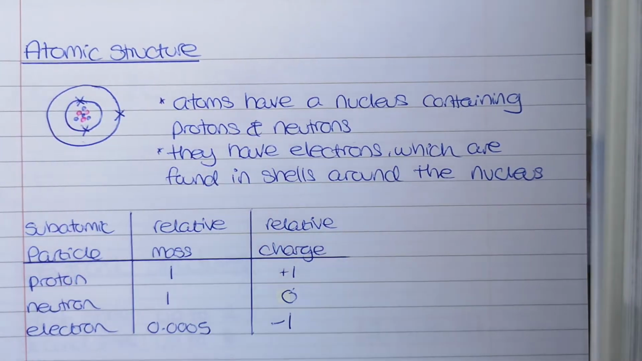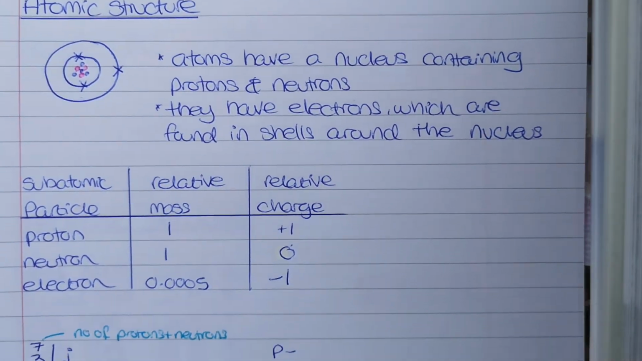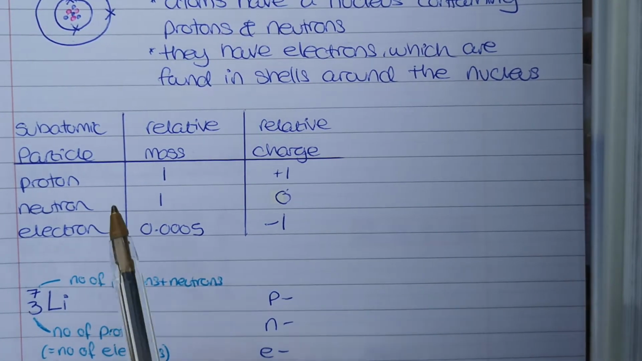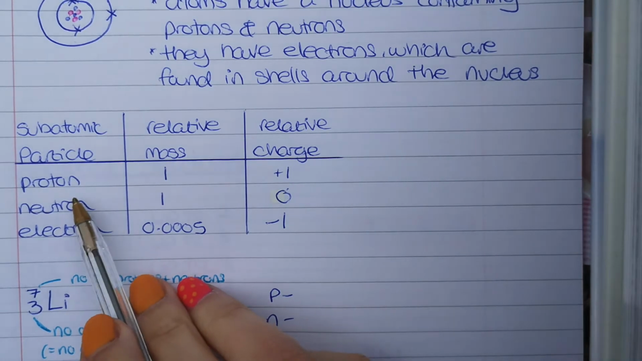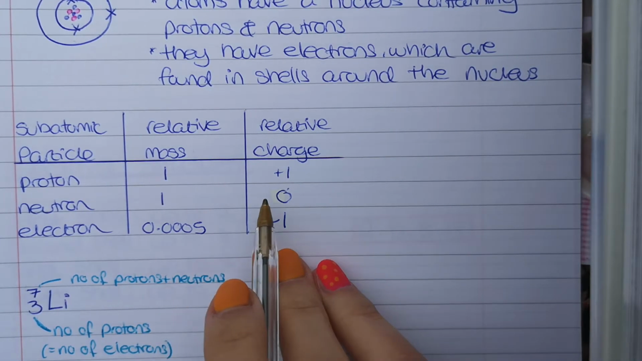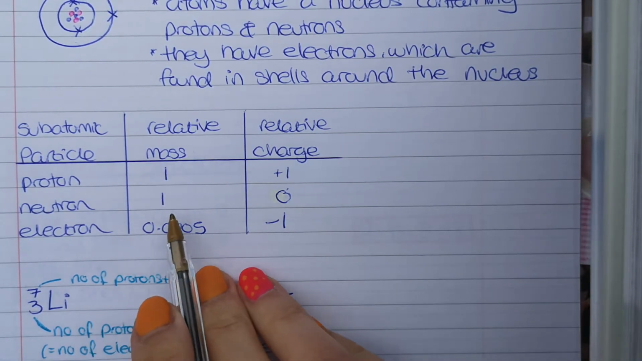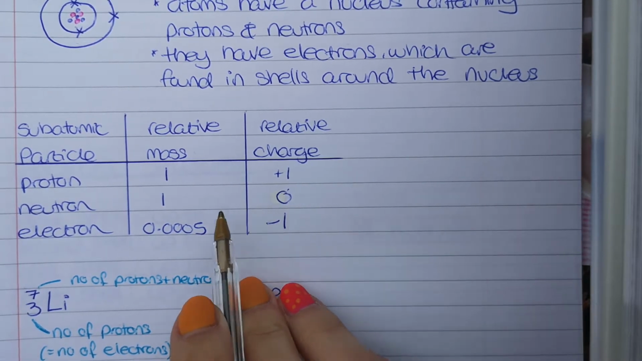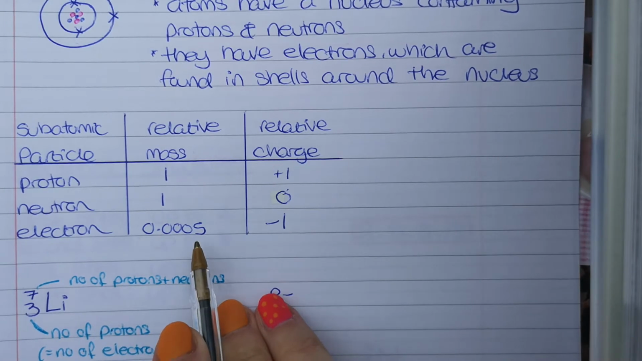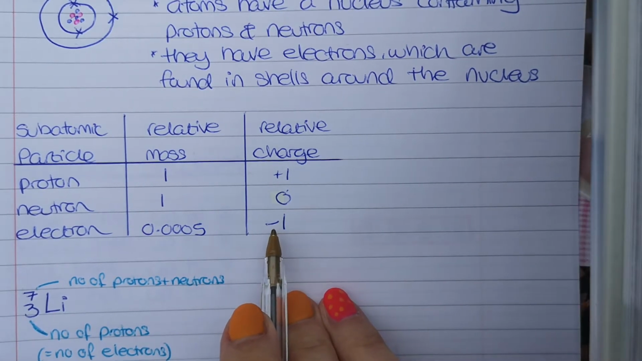shells around the nucleus. So you need to make sure that you know the relative masses of these subatomic particles and their relative charge. So a proton has got a relative mass of 1 and a charge of +1. A neutron's got a relative mass of 1 and no charge, it's neutral. Electrons are really tiny, so their relative mass is 0.0005, but their charge is -1.